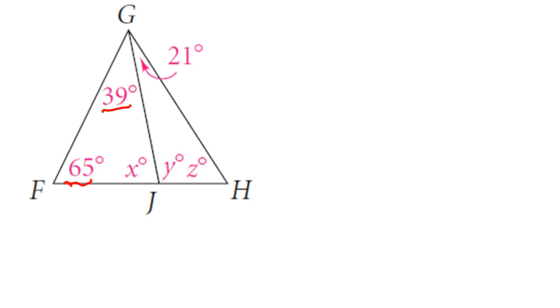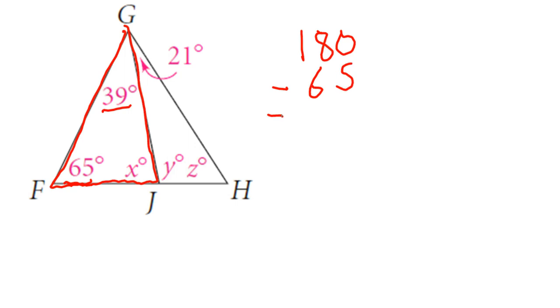So if we know these two angles and we're missing an angle, we're looking at a triangle. We know that in a triangle, the angles add up to 180. So here's our calculation. 180 minus 65 minus 39, and that gives us 76 degrees. I'm going to label that as x. So we found x. Now we have to figure out what to find next.